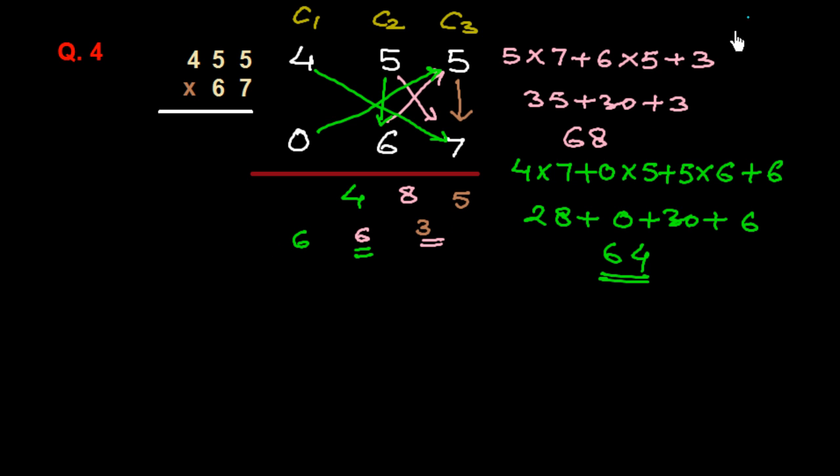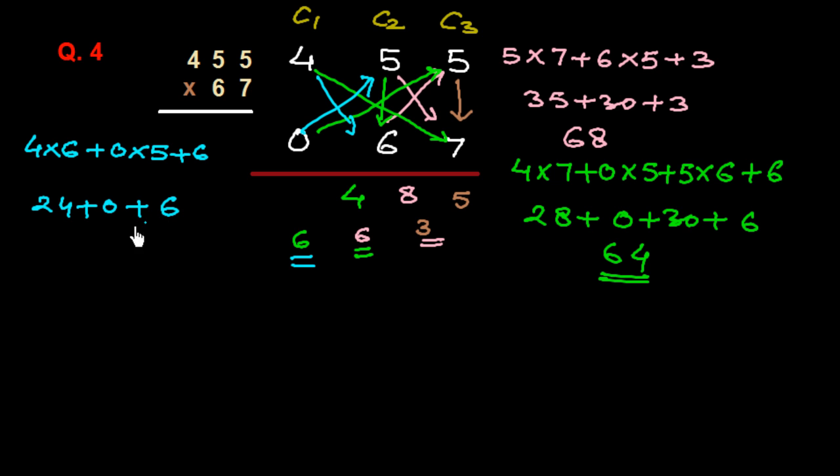Now what we have to do? We have to multiply column 1 and column 2 diagonally. So I write down here 4 into 6 plus 0 into 5 plus this carried number 6 we have to take. 4 6 times 24 plus 0 plus 6, it is 30 now. So we have to put down here 0 and 3 carried.